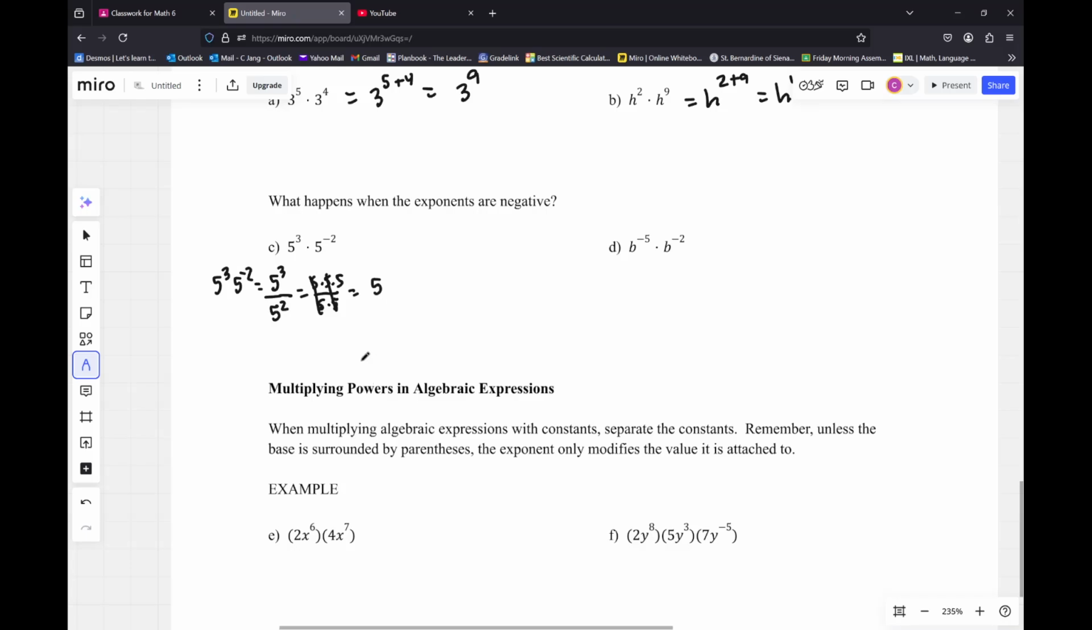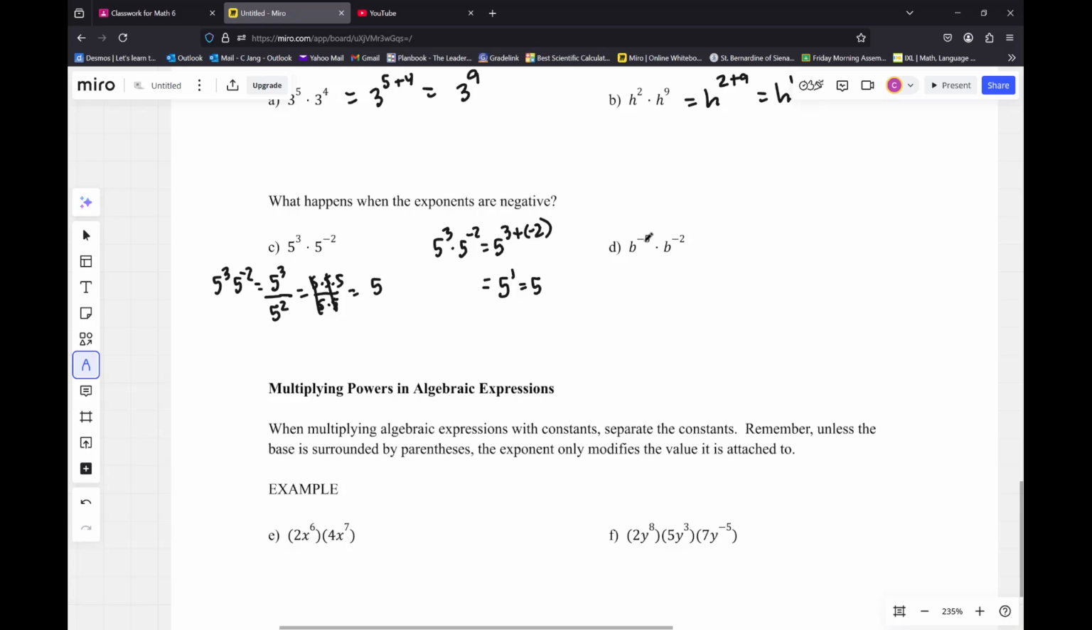Can we use this addition to do the same thing? And the answer is yes, we can. 5 to the third times 5 to the negative 2 is equal to 5 to the 3 plus a negative 2, and 5 to the 3 plus negative 2 is 5 to the first power, or just 5. So either way, we get the same thing. It doesn't matter if your exponents are positive or negative. Just use the rule and then evaluate the exponents at the end.